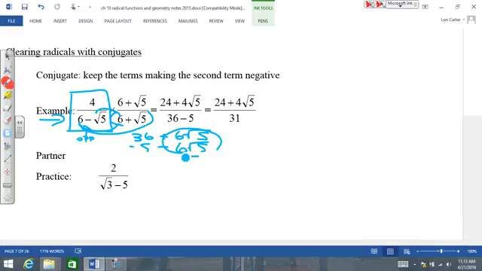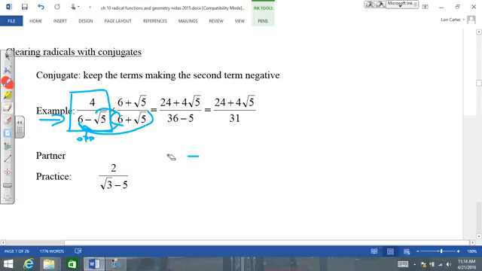So if you know that, can I cheat? Yeah, I am a cheater. So that guy goes away. Because I know and I'm using my brain, how could I make this shorter? I could take the 6 times the 6, which gives you 36, and then I could take the square root of 5 times the square root of 5, which gives you negative 5. And then my denominator is 31.